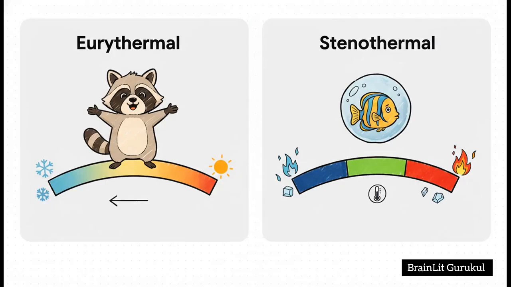And this is such a great example of how just one of those factors can be a total gatekeeper. So if an organism is eurythermal, eury meaning wide, it can handle a big range of temperatures. Think of a raccoon, they're everywhere. But a stenothermal organism, steno meaning narrow, has this tiny comfort zone. A coral reef fish is a perfect example. The stage itself is literally deciding who gets to be in the play.